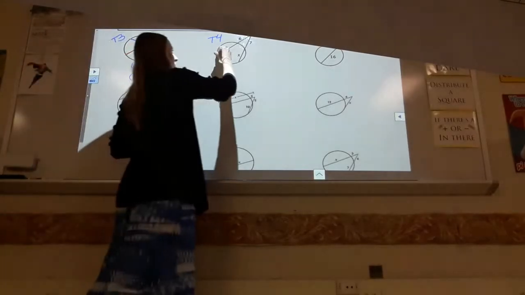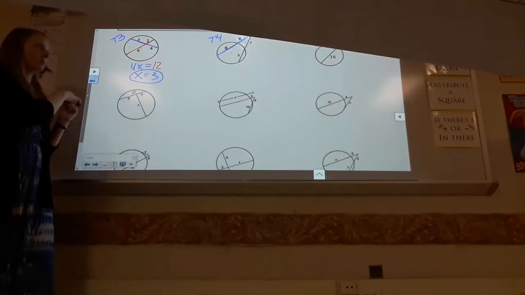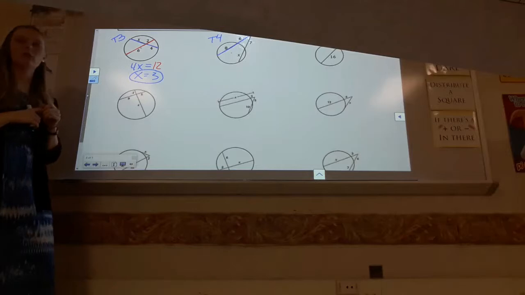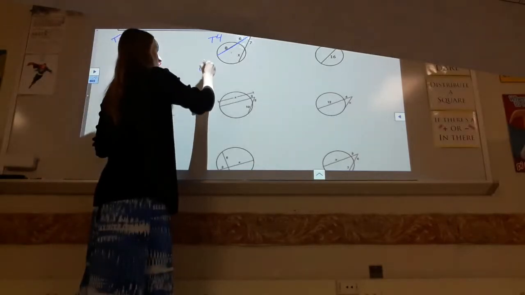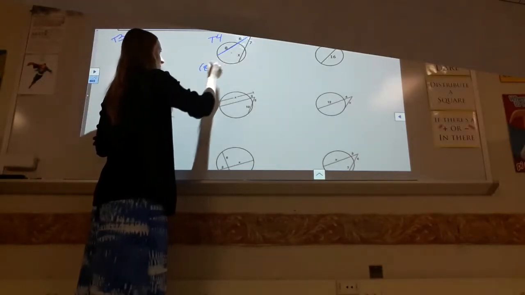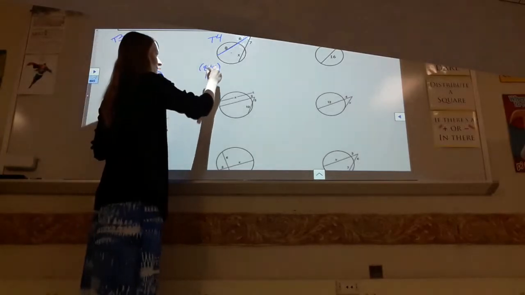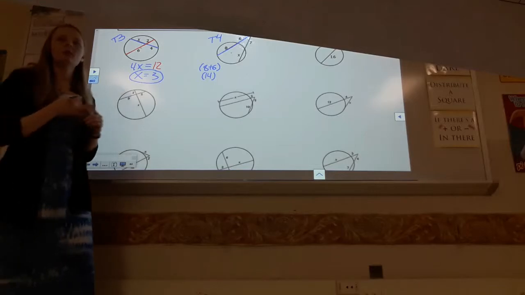So I'm going to color code them. What is the full length of that blue secant from bottom to top? What's the full length? Okay, what is 8 plus 6? Okay, so I'm going to write it out full hand just to understand what we're doing. So I'm going to do 8 plus 6, which is really 14, right? And then I would have to multiply that by the outside part. What's the outside part? 6.